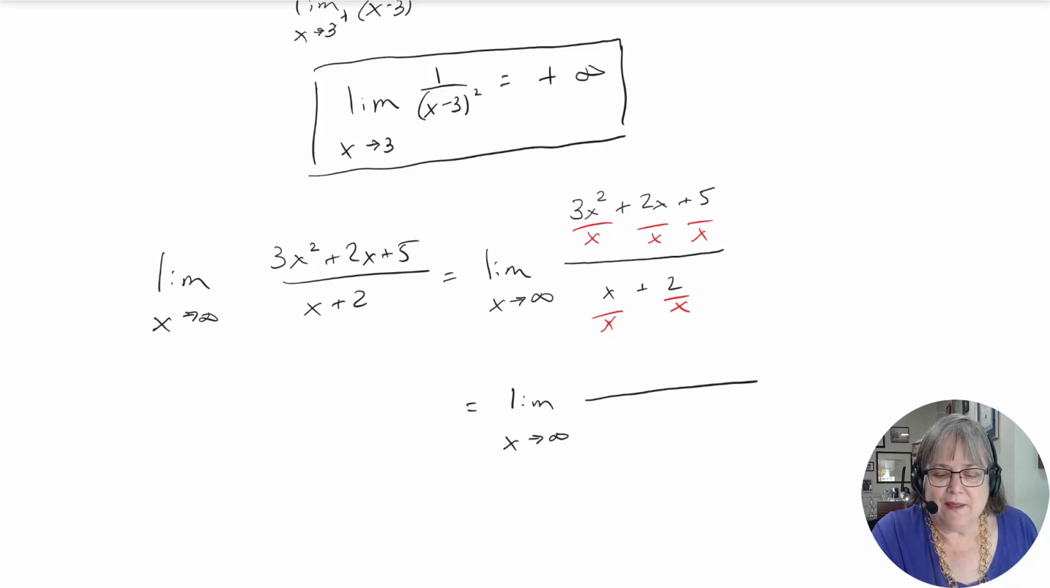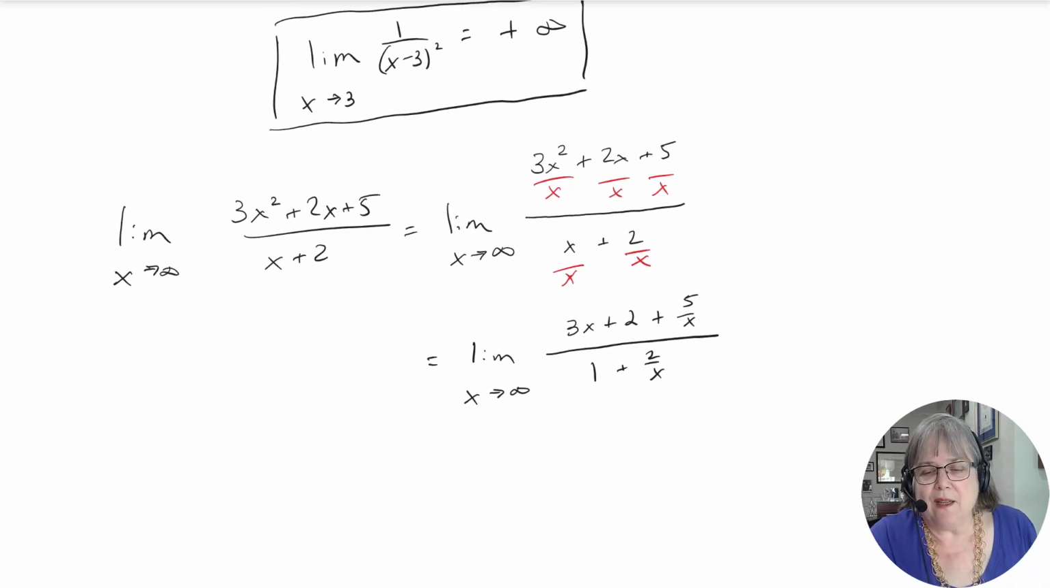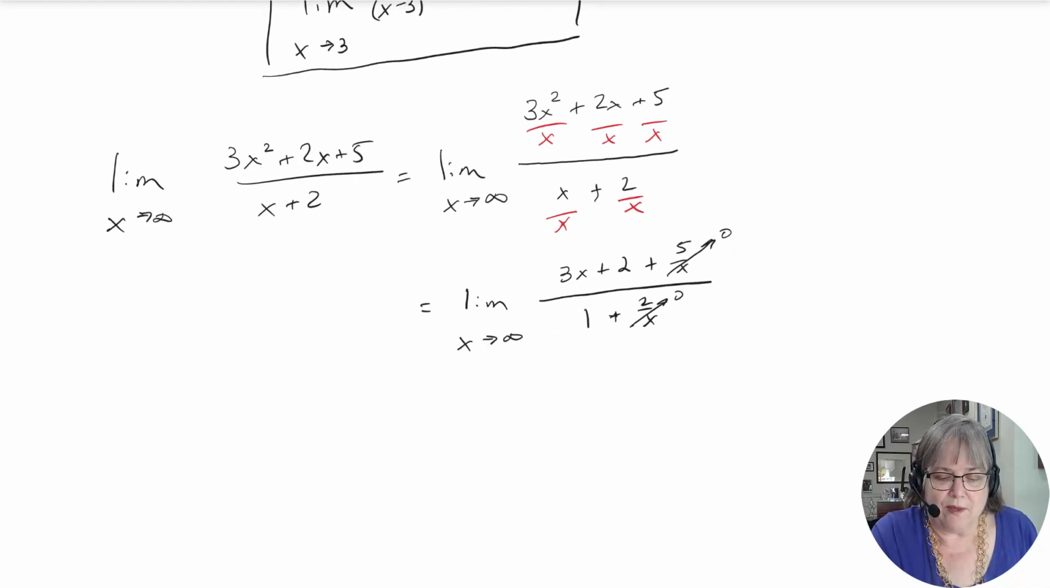All right. So x over x is 1, and we have 2 over x. 3x squared over x is 3x, plus 2x over x is 2, plus 5 over x. Now, as x goes off to infinity and you have 5 divided by this humongous number like a billion or 10 billion or a trillion, this is going to go to 0. And 2 divided by that is going to go to 0. So those are going to go off to 0.